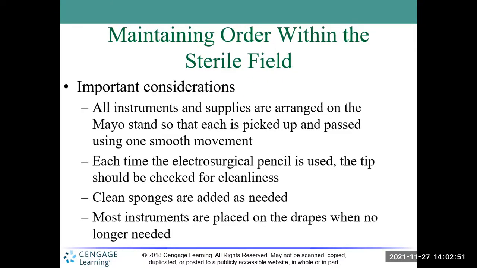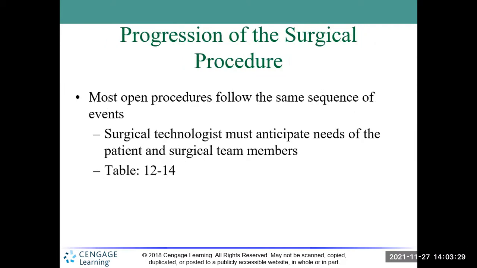Okay, so important things you want to consider as you're working to maintain order in your sterile field. You're going to have everything arranged so that each one is picked up and passed easily in one smooth movement. And then each time you use the bovie, once it's returned, you want to check it really quick for cleanliness, and that's one way you can use some sponges on your table just to keep it cleaned. And then clean sponges are going to be added as they're needed. Most instruments, once they're done with, sometimes they're going to put them on the drapes when they're no longer needed in the case.